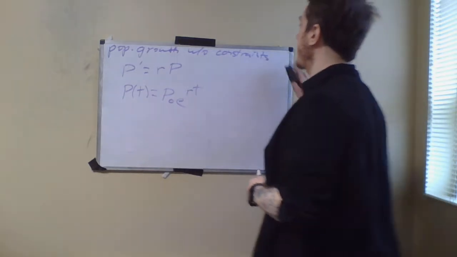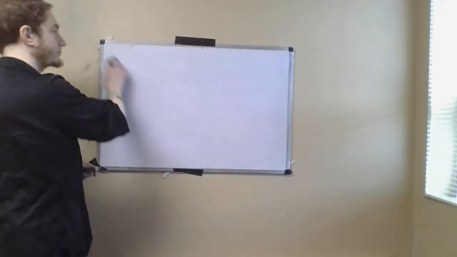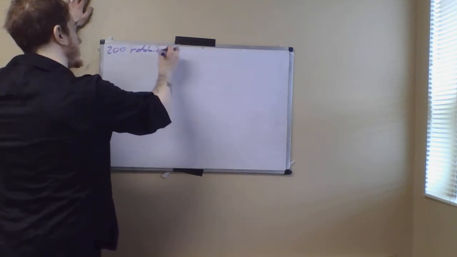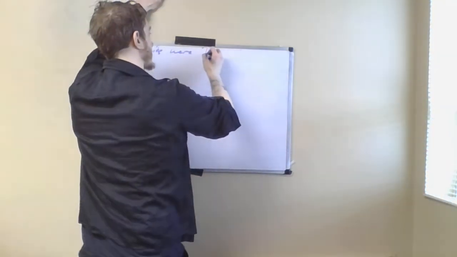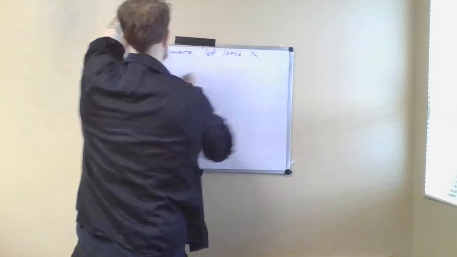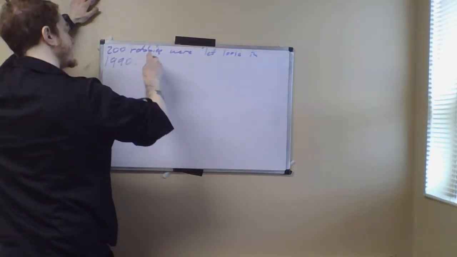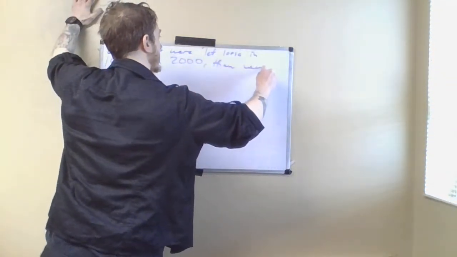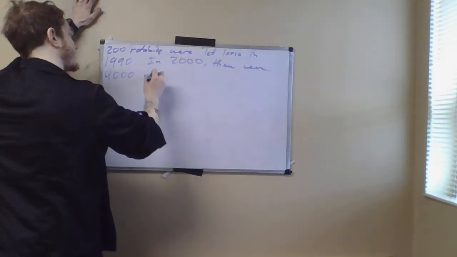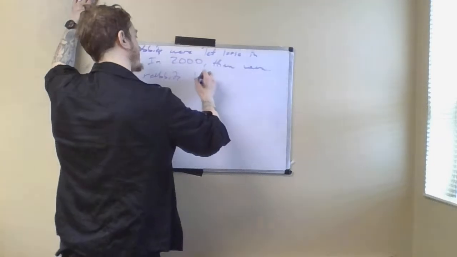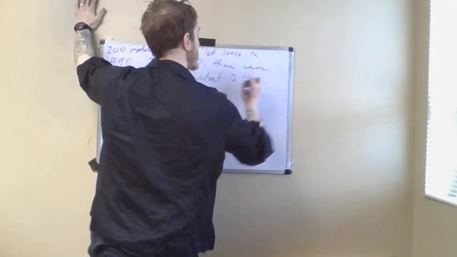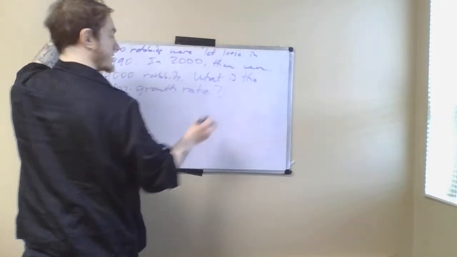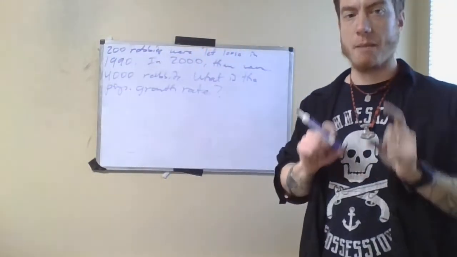And so one thing that we could ask then maybe is we could say, well, let's say that 200 rabbits were let loose in 1990, and in 2000 there were 4,000 rabbits, and we want to know what is the population growth rate, assuming, of course, that there are no constraints on the population growth.